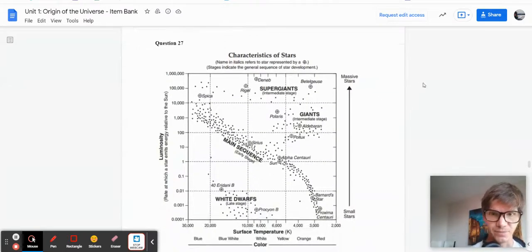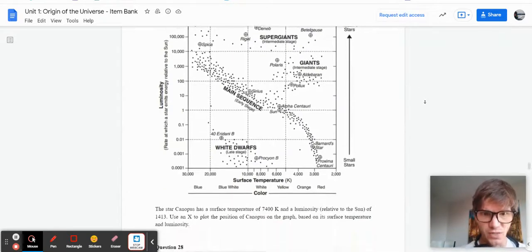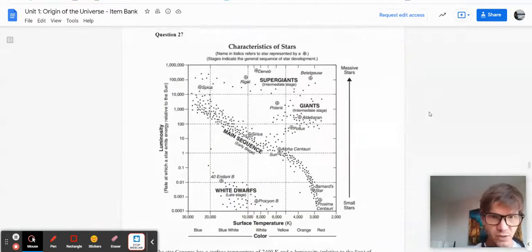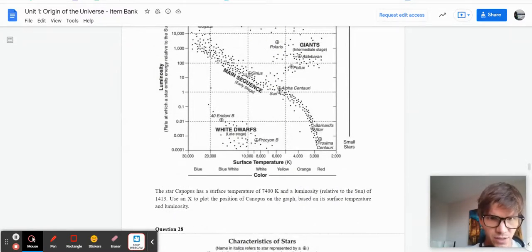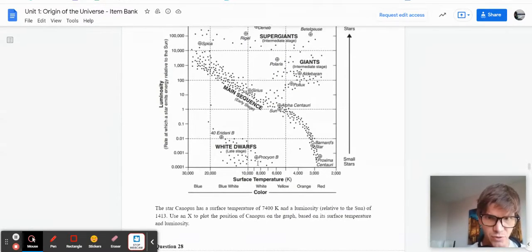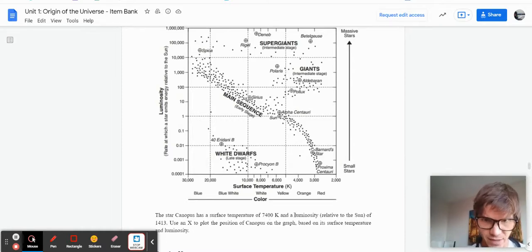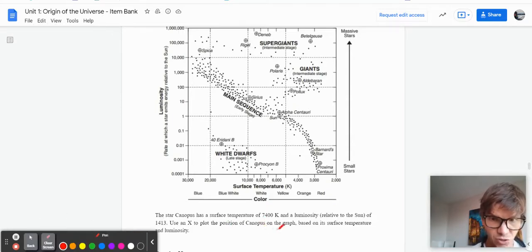Question 27. Looking at that characteristics of stars table from the ESRT. Let's take a look at what this question is asking us to do. The star Canopus has a surface temperature of 7,400 Kelvin and a luminosity relative to the sun of 1,413. Plot an X to plot the position of Canopus. So let's even see what type of star this is. So the temperature is going to be 7,400. So 7,000 is here.